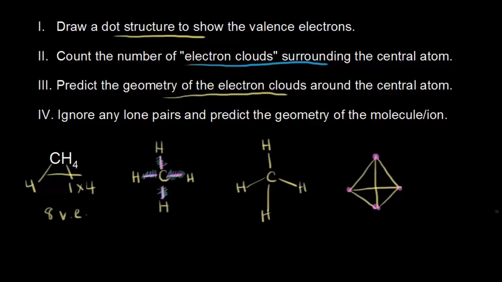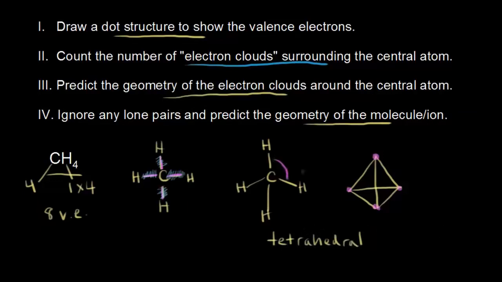And so we've predicted the geometry of the electron clouds around our central atom. And in step 4, we ignore any lone pairs around our central atom, which we have none this time, and so therefore the geometry of the molecule is the same as the geometry of our electron pairs. So we can say that methane is a tetrahedral molecule like that.